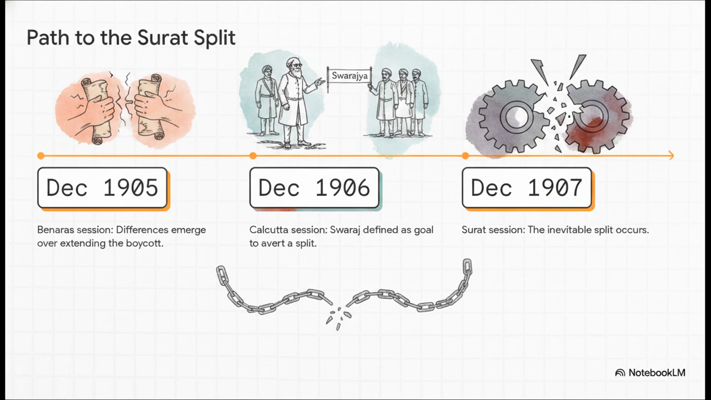And finally, in 1907, at the Surat session, it all fell apart. Both sides dug their heels in with totally rigid positions, no room for compromise. The inevitable split happened, and that unified front was completely shattered.